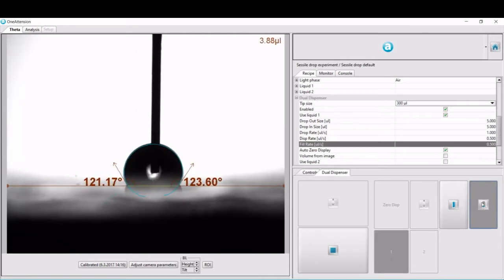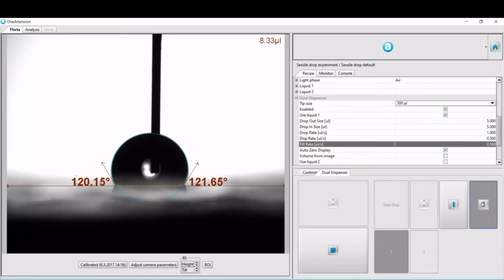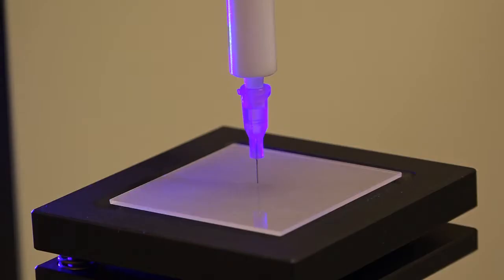After that, in the software, you start pumping out liquid from inside your syringe. As the liquid comes out, it starts expanding. And while the droplet is expanding, you can read your advancing contact angles on both sides of the droplet. Here you can see a live image of how it looks when the droplet comes out of your syringe.